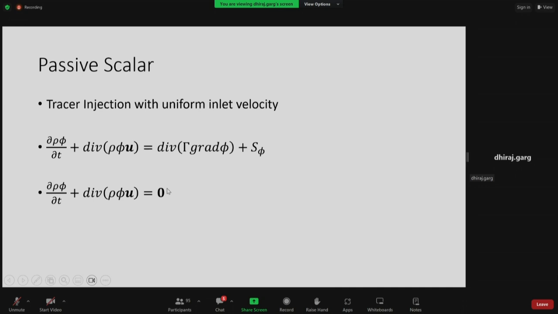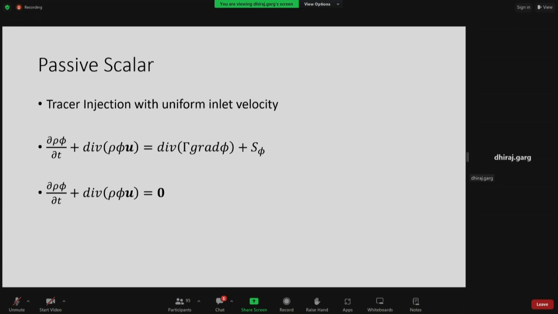Now, there is a possibility your problem may be time independent. That means steady state. Then the first term will also become zero. So the only thing that will be solved by the solver is the second term, equal to zero. So it is up to you what type of analysis you want to do.